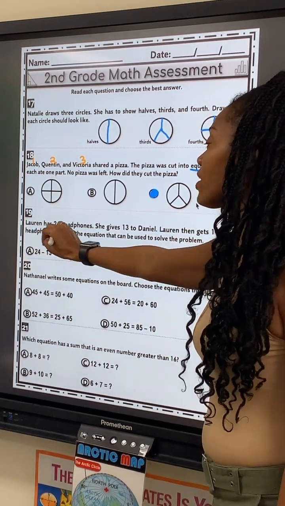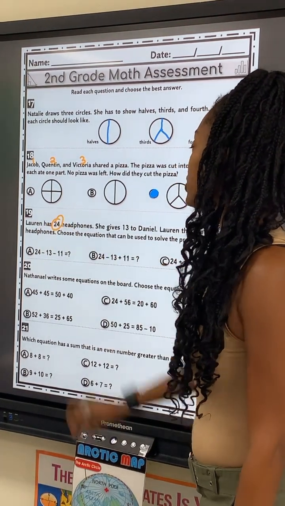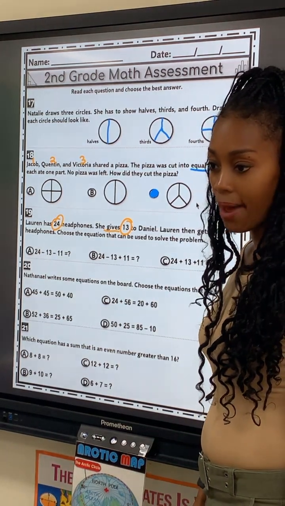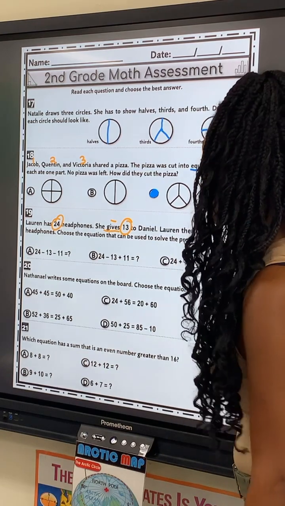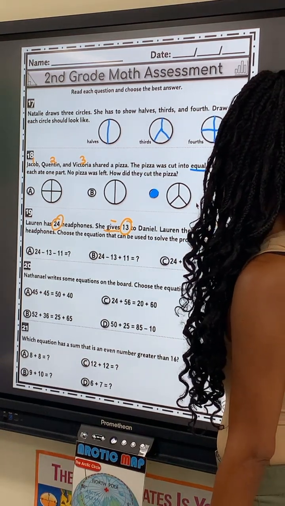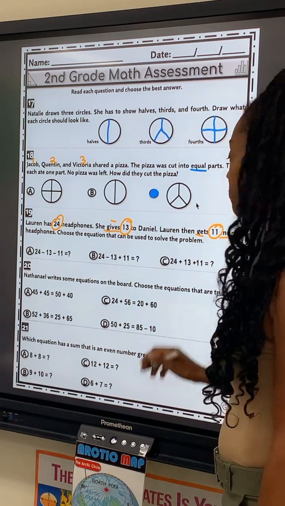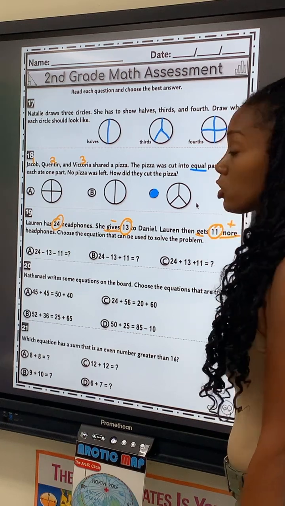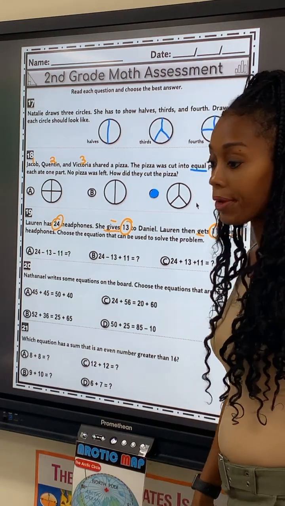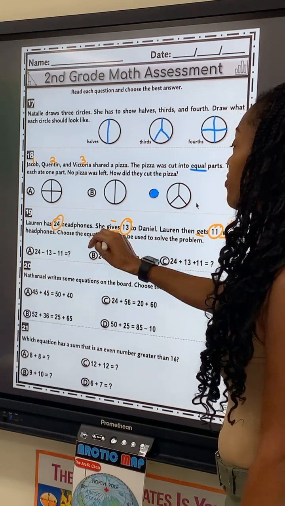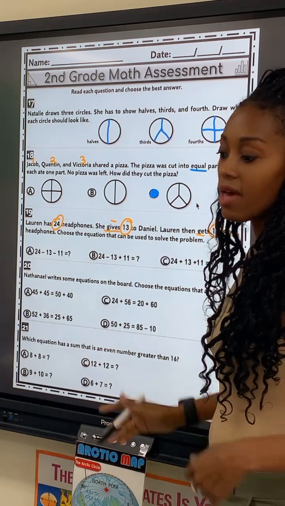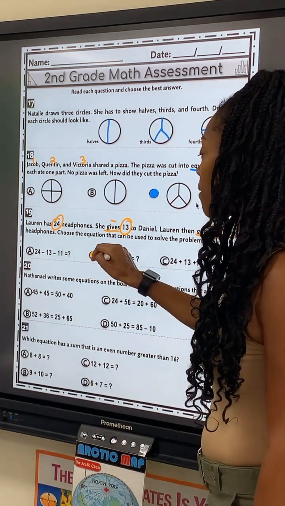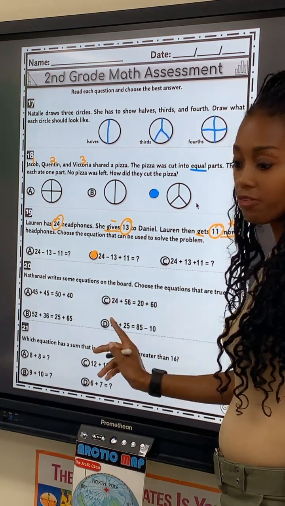Yes. Number 19, Lauren has 24 headphones. She gives 13 to Daniel. When you give something away, what operation is that? Subtraction. Lauren then gets 11 more. What operation is that? Addition. Choose the equation that can be used to solve the problem. Well, we started with what number? 24. Then we subtracted how much? 13. And then we added how much? 11. So our answer is B. 24 minus 13 plus 11 to find our answer.